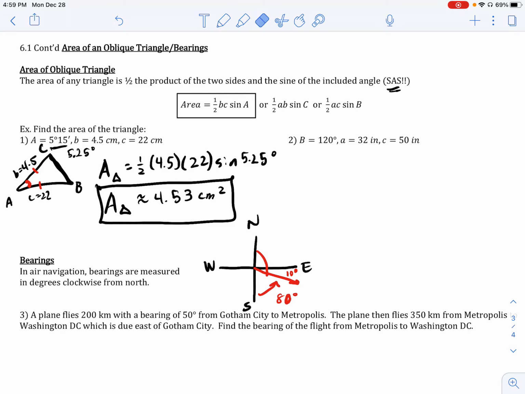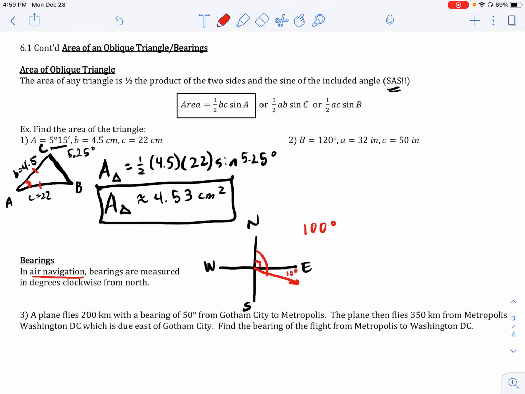Well, when we're dealing with air navigation, we actually are allowed to extend beyond the 90 degrees, and we would write this as a 100-degree bearing, because you have the 90 degrees plus the additional 10. So when we're dealing with air navigation, you are allowed to extend beyond 90 degrees and go all the way to 360.